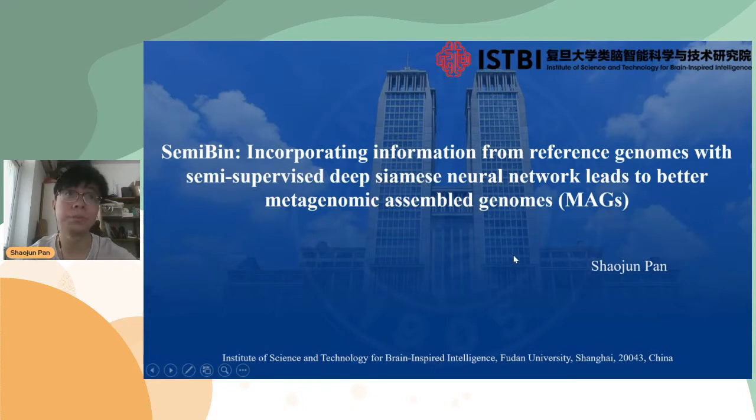Today I want to talk about our recently proposed tool, SemiBin, a metagenomic binning tool that incorporates information from reference genomes with a semi-supervised deep siamese neural network.